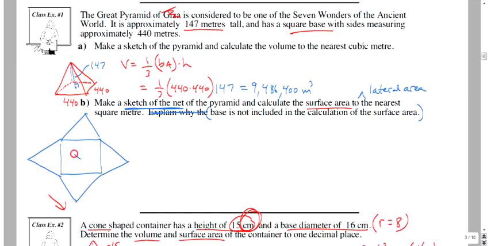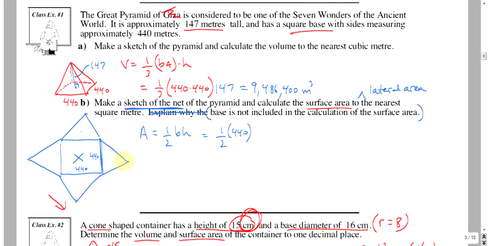Now, lucky us, I don't want this one. Because this is a square base, what do I know about these triangles? They're all the same. That's 440. That's 440. I need the area of one triangle, and I need to multiply it by 4, right? 1, 2, 3, 4. So what's my formula for area of this triangle? 1/2 base times height. Do I know the base of the triangle? Yeah. The base is 440.